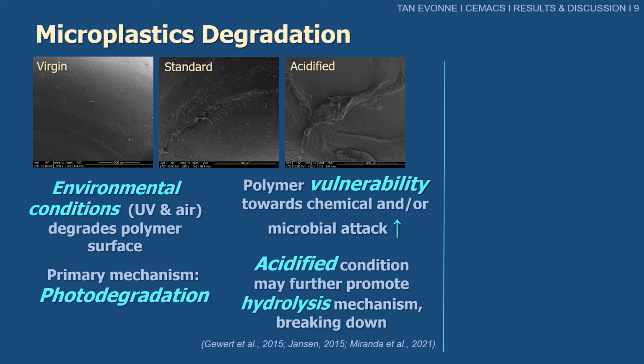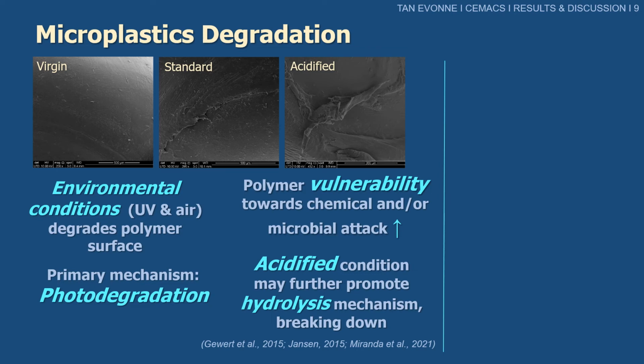Our microscopic results reveal that environmental conditions, such as sunlight intensity and air, are capable of causing polymer aging and surface degradation in a short period of time, which in the case of our study, would be 10 days. This study suggested that the microplastics have undergone a photodegradation mechanism, and that is why we can see the polymer surface layer peeling out, especially the one in the acidified condition.